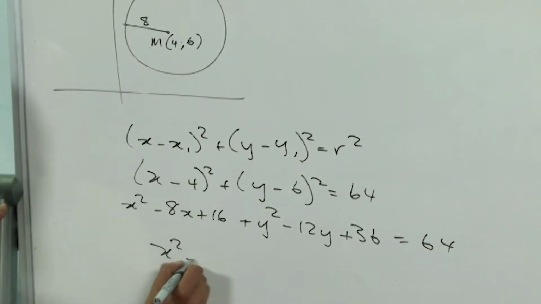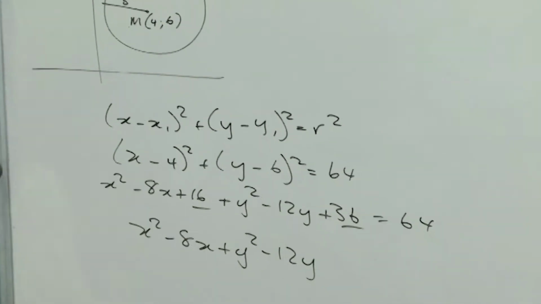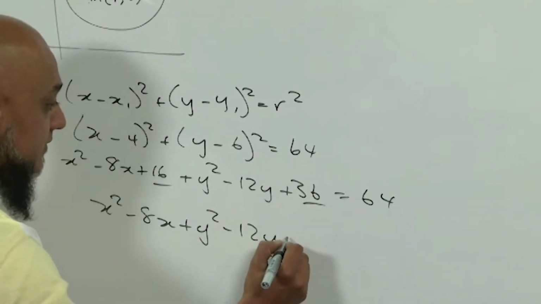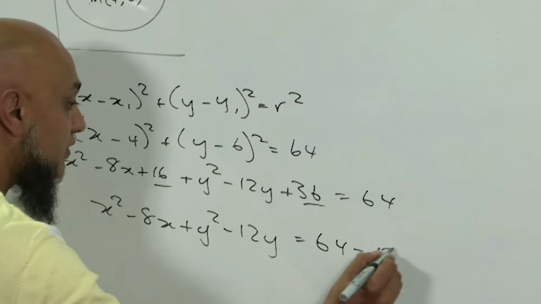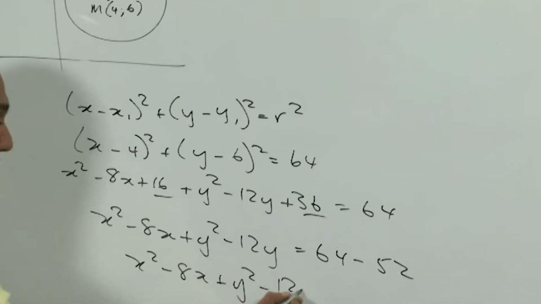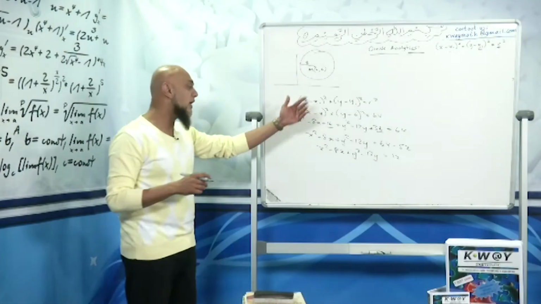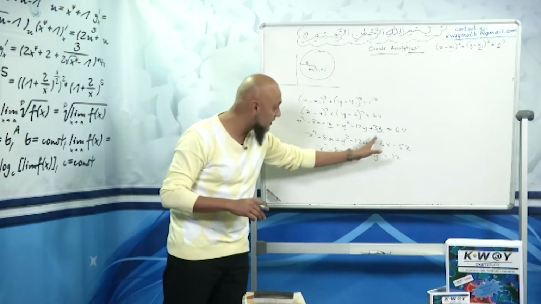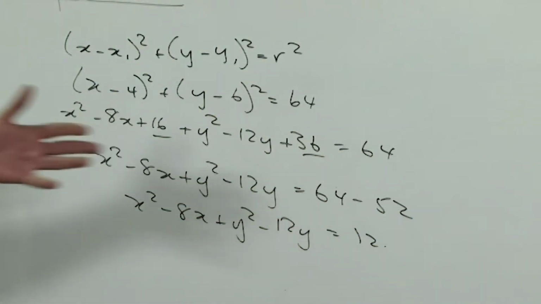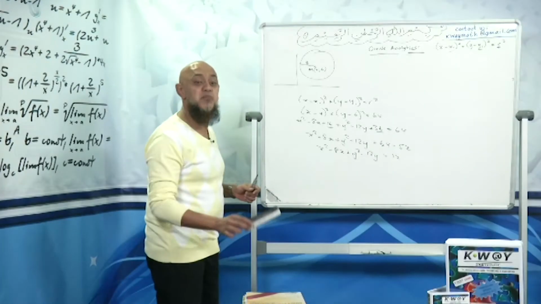So we got x squared minus 8x plus y squared minus 12y, 16 plus 36, 52, is equal to 64 minus 52. So we got x squared minus 8x plus y squared minus 12y is equal to 12. And there we go. If they wanted you to give the c value on the opposite side, you just take the 12 to the opposite side, which would then obviously become negative 12. Right, so this is your type 1 or part 1.